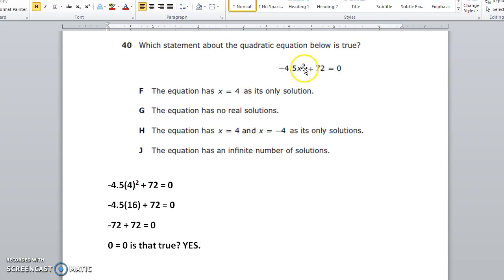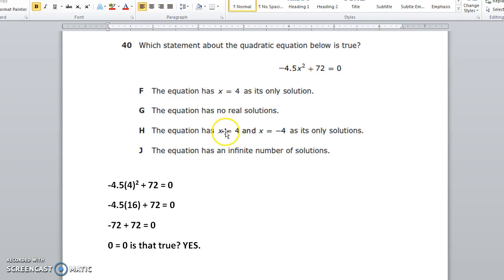But again, I'm thinking in my head, a quadratic equation usually has two answers. So that's one of my answers, but it doesn't mean that it's the only answer. So let's check the other answer choices. G, the equation has no real solutions. It's saying there's no answer for x. That's not true, because I already know that x can be at least 4.